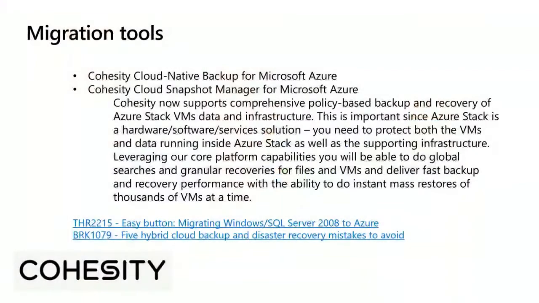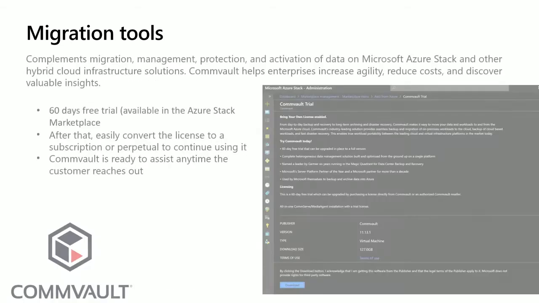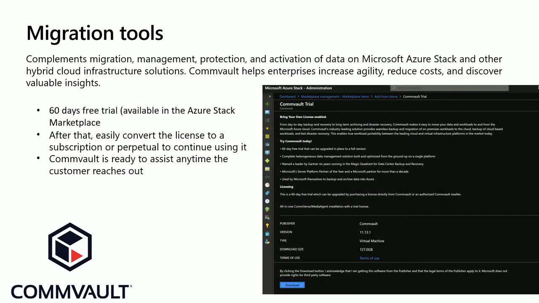Cohesity is another partner that just announced Azure Stack as a target. They are also in the booths in the hub, and you can talk with them. Carbonite is one of our initial partners as well. They are present and they have a good experience migrating workloads. They have a 30-day trial that you can use, and they are open to helping you drive those migrations. The next one of our initial partners is Commvault. Commvault is present in the marketplace. You can download it and just use it.